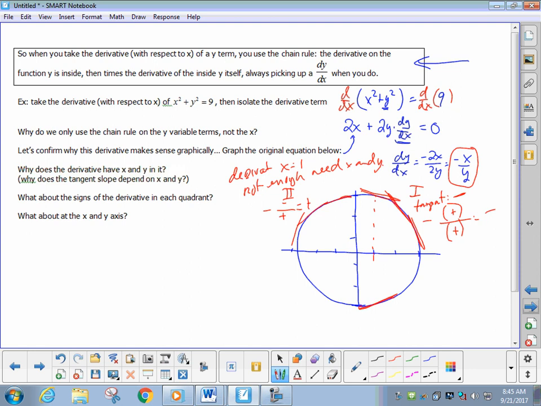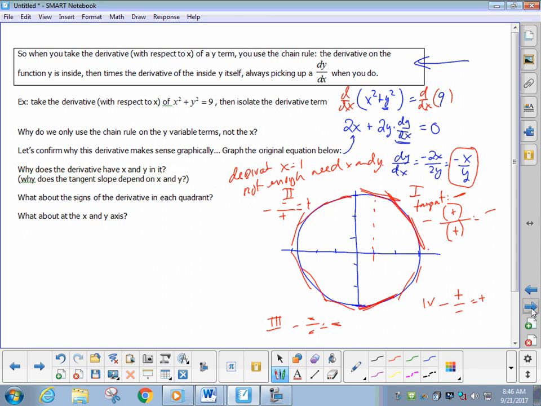You can see then that the same holds true in all quadrants. If you have the derivative rule, negative x over y, and you put in a negative x and a negative y, which is what you get in quadrant 3, those slopes would be negative, and that makes sense graphically. Those tangent slopes are negative. Therefore, the opposite of a positive x but a negative y would be positive slopes, and that also holds. Are you with me?